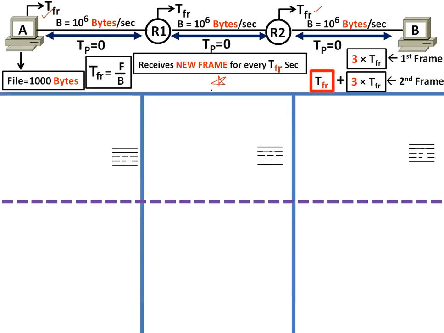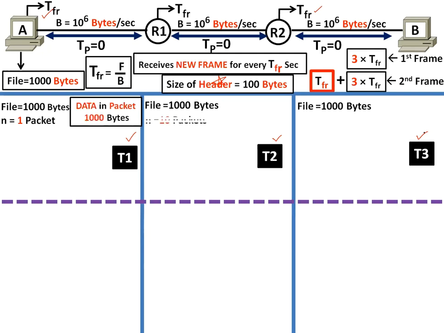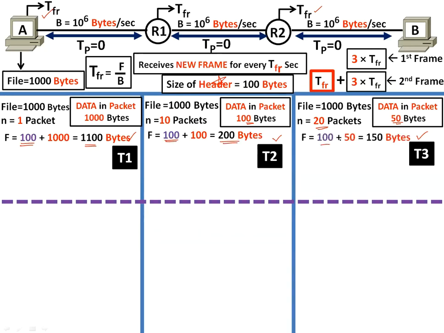File is 1000 bytes. T1, T2 and T3, guys. N is 1 packet. Data in packet will be 1000 bytes. N is 10 packets. Data in packet will be 100 bytes. N is 20 packets. Data in packets will be 50 bytes, guys. That means each packet size will be given. And so frame size will be plus the 100 bytes header to be added. Here 100 plus 100, this will be 200 bytes. Frame size will be 100 plus 50 because each packet must have a header of 100 bytes. So the header must be added to each packet.